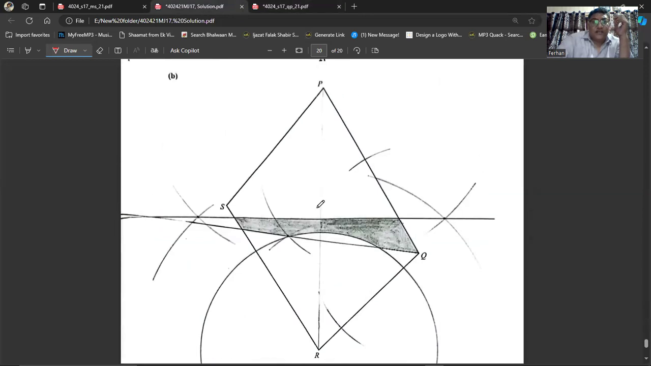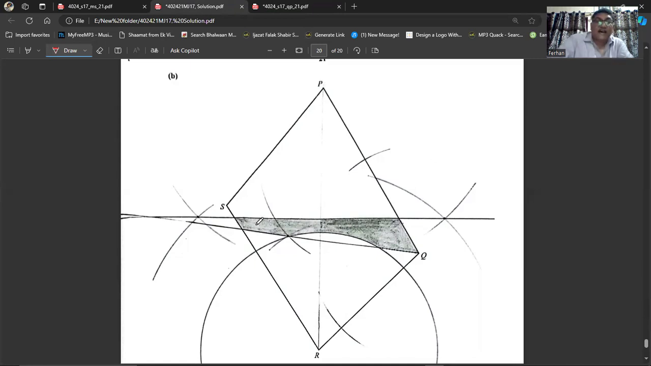So where is the RP? This is the RP. I will open my compass more than half of the length of the RP. I will put my compass on R. I will draw an arc here and one arc here. Then I will keep the compass the same and I will put the compass needle here on P.